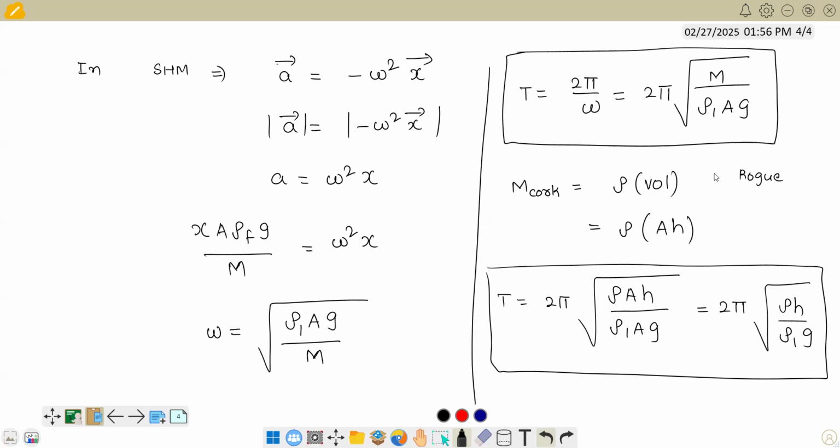We generally get this "rogue" word a lot if you observe the formulas in other topics also. In the height raised in the capillary tube experiment also, 2T cos theta by rho r g only. Everywhere you remember this "rogue" word, it will help you to memorize the formulas better. But anyway, T equals 2 pi by omega, 2 pi root m by rho 1 A g, and this is the proof that it's a simple harmonic motion, so hence proved.